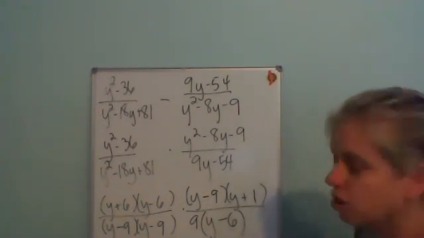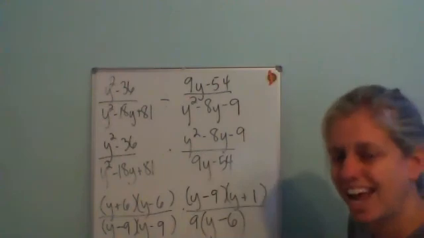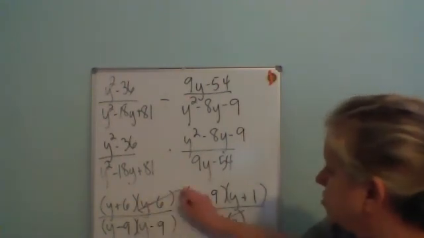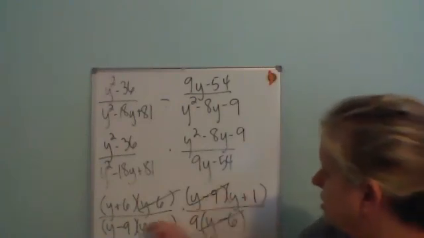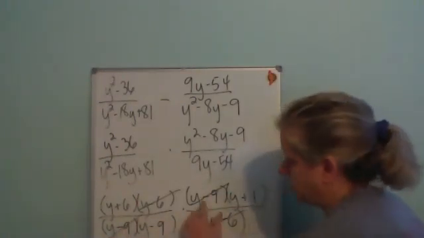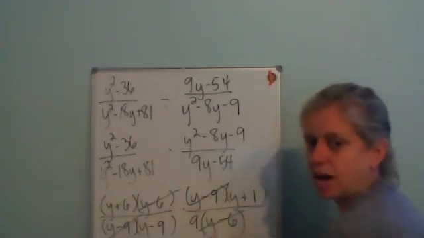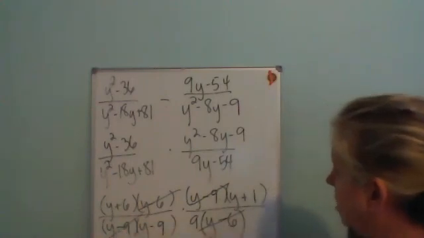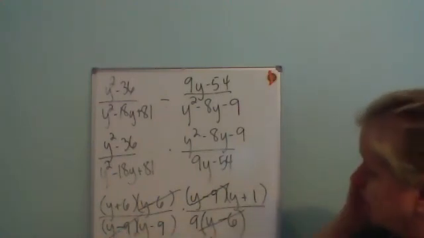So now you're going through and hopefully going to be able to cancel some stuff to clean this up. So let's see, this y minus 6 will cancel that one. That y minus 9 will cancel one of these, just not both of them. You can only cancel one of them. It doesn't matter which one. So again, this y minus 9 canceled that one. That looks like all the canceling I can do.